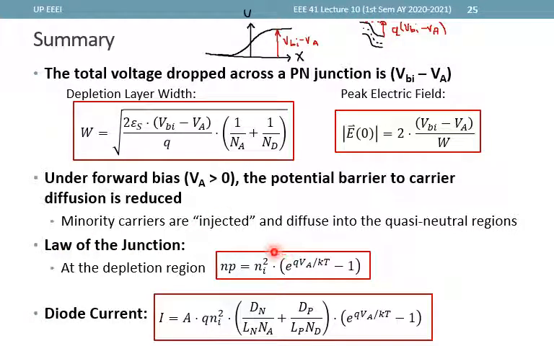Now, the law of the junction gave us this equation, which is applicable for the depletion region, which enabled us to have an expression for the minority carrier concentration at the edge of the depletion region or at the start of the quasi-neutral region, which we use to derive the diode current. So this is our new equation, which is similar in form to the Shockley equation, where the reverse saturation current is A q ni squared Dn over Ln Na plus Dp over Lp Nd, which again tells us that the property of the diode is again dictated mostly by the lightly doped side.